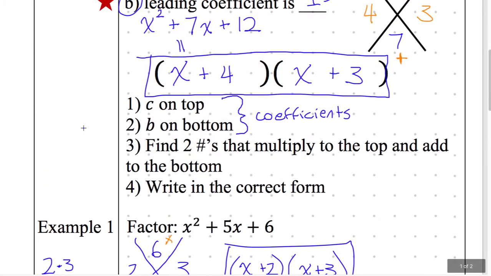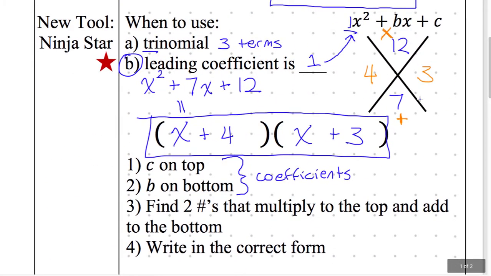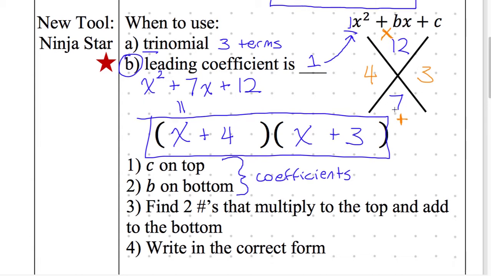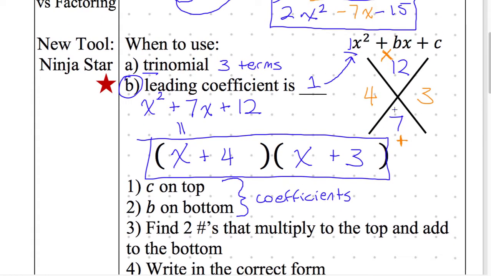Go ahead and write your summary now. Maybe write how to do a ninja star. Do a general ninja star where you do B on the top, C on the bottom, something like that. When can I use it? When should I be using a ninja star? I should be using it when I have a trinomial. I should be using it when the leading coefficient is 1.